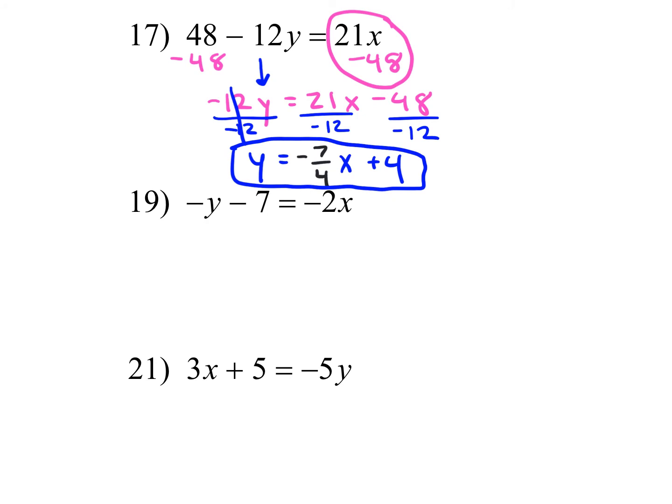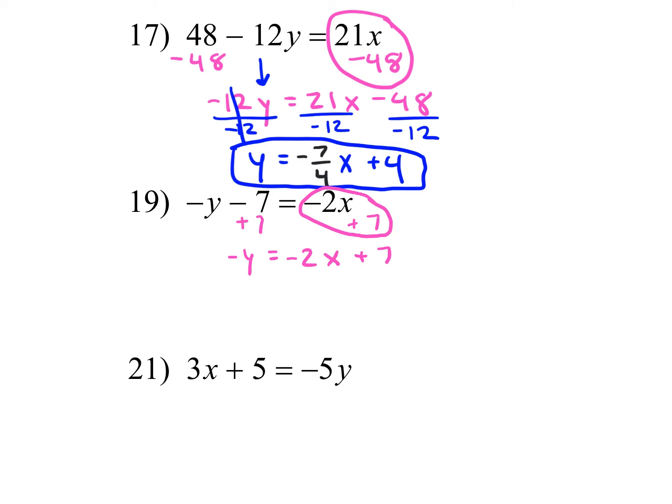Let's look at 19. What should I do first? Add 7 to both sides. So I have negative y is equal to, can I combine these two together? No, because they're not like terms. So what should I write next? Do I write the negative 2x or the 7? Negative 2x, because the x has to come before the number in my y equals mx plus b.